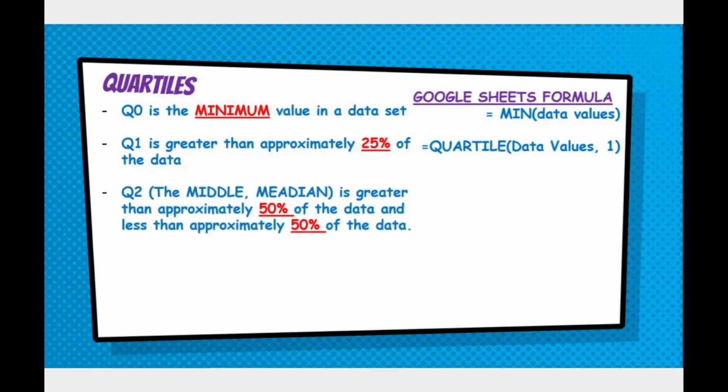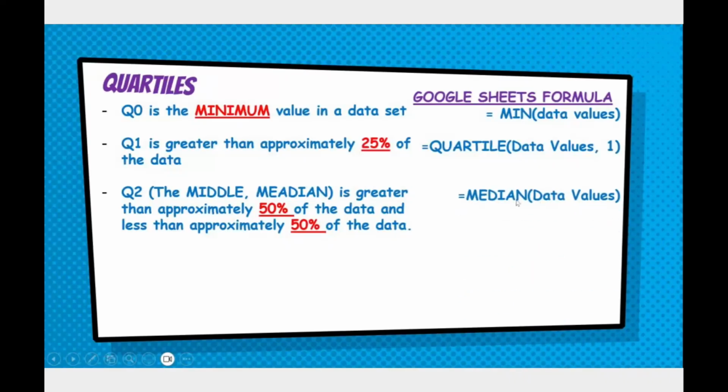Median, we can type it in 2 ways. We can do like what we just did. Q2 is the median. It's greater than approximately 50% of the data and less than approximately 50% of the data. So median, what we talked about yesterday, is part of what we're going to be dealing with today.